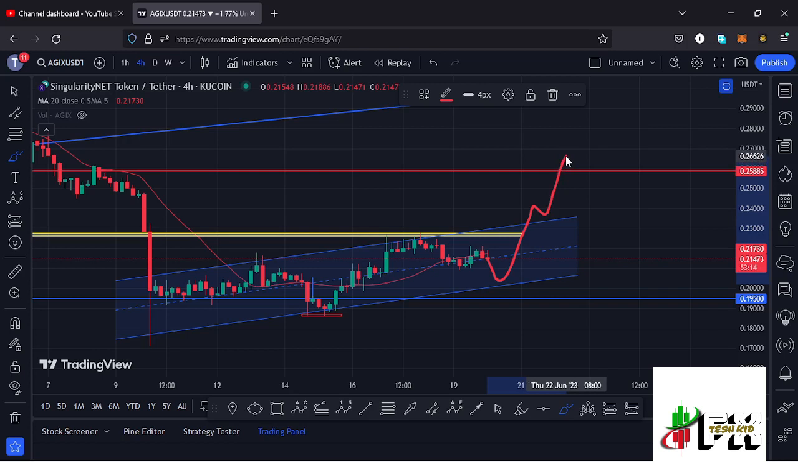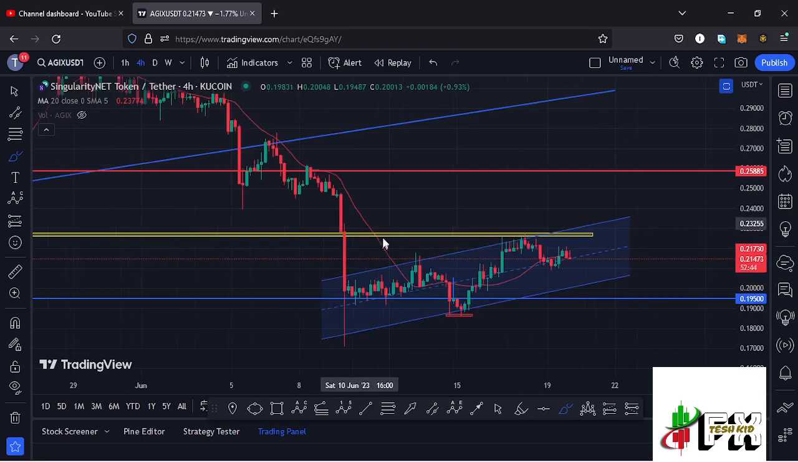Minimum target areas at around the $0.25885 mark, where we have our next key area of resistance. And on the worst case scenario, in case further breakdown continues and we are able to break out of the channel to the lower side, then we can continue watching for support at around the $0.195 mark, where we have our next key area of support.